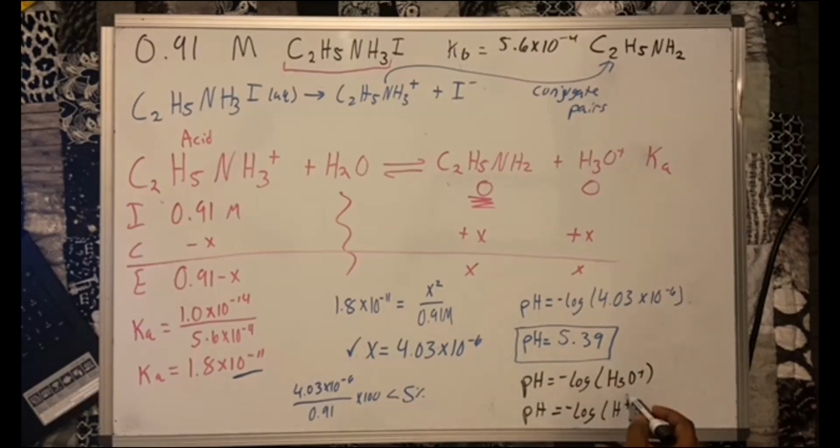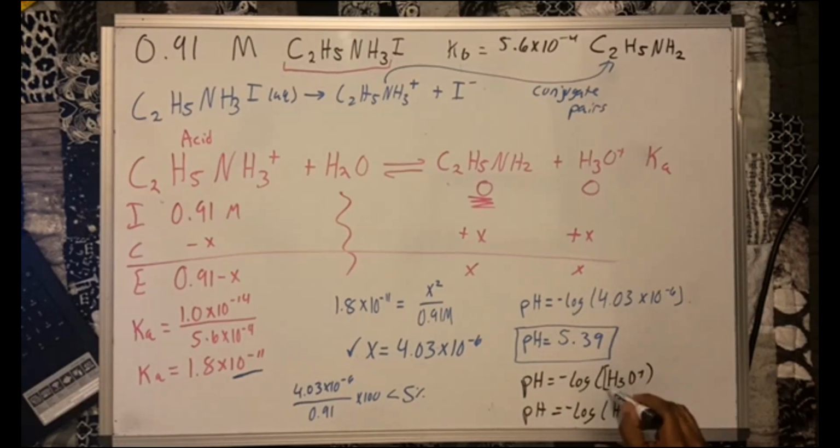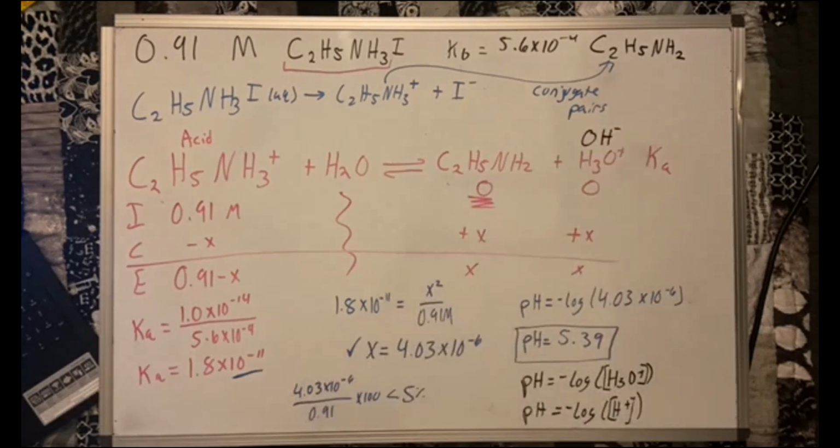In this case, we had the concentration of our H3O plus, so I could just do the negative log here. But if it was a base, I would have OH minus right there. And so now I need to find pOH first, which is the negative log of my OH concentration, and then I use 14 minus pOH equals pH.